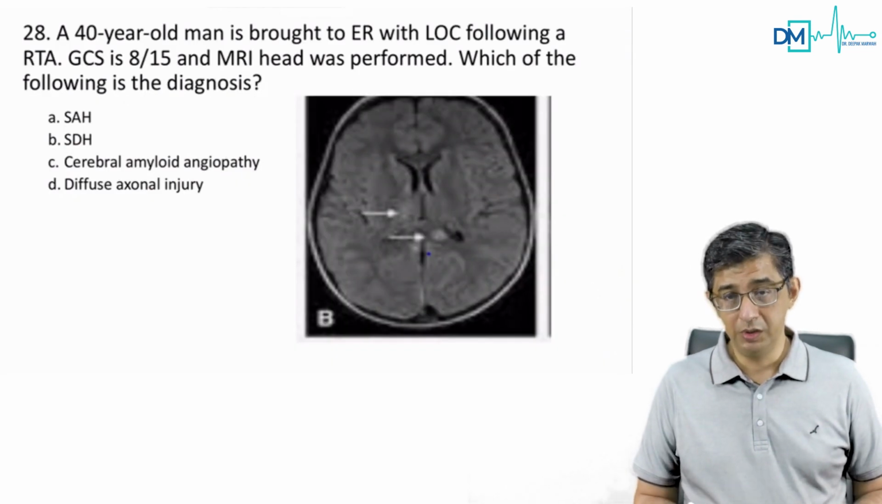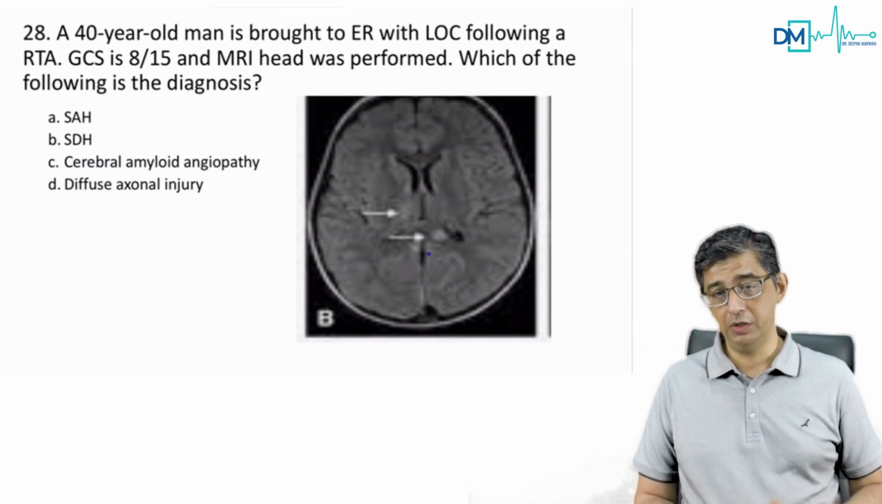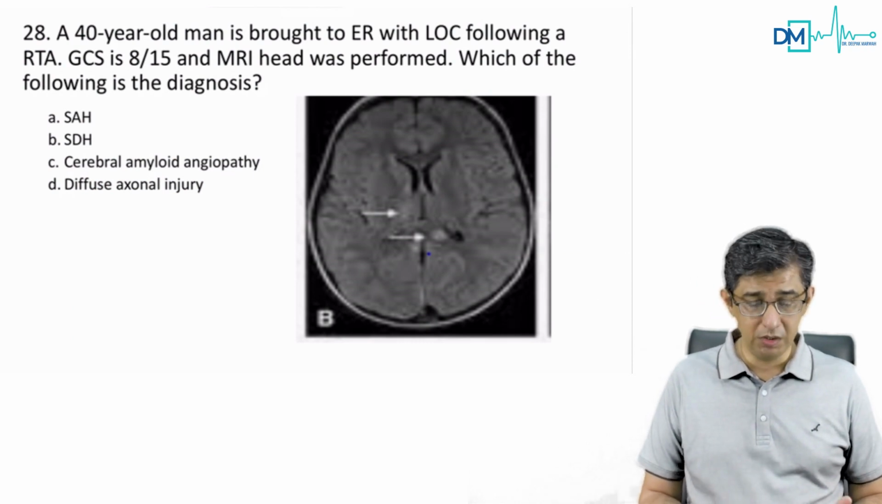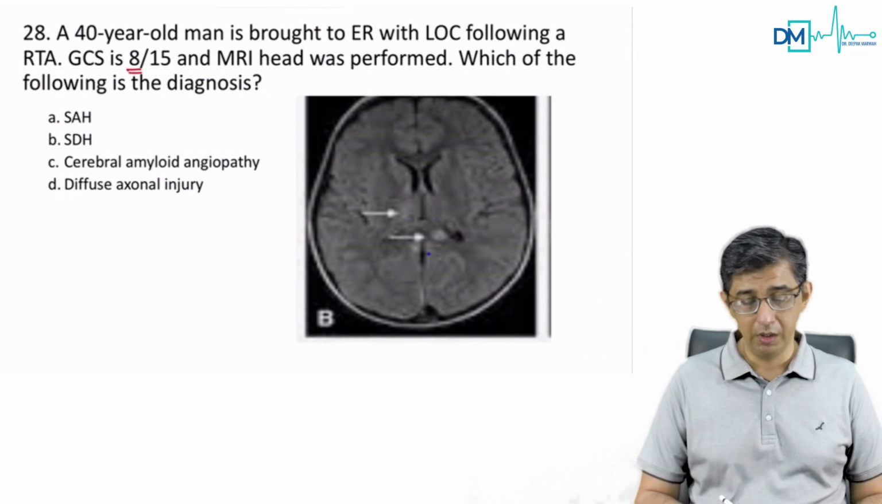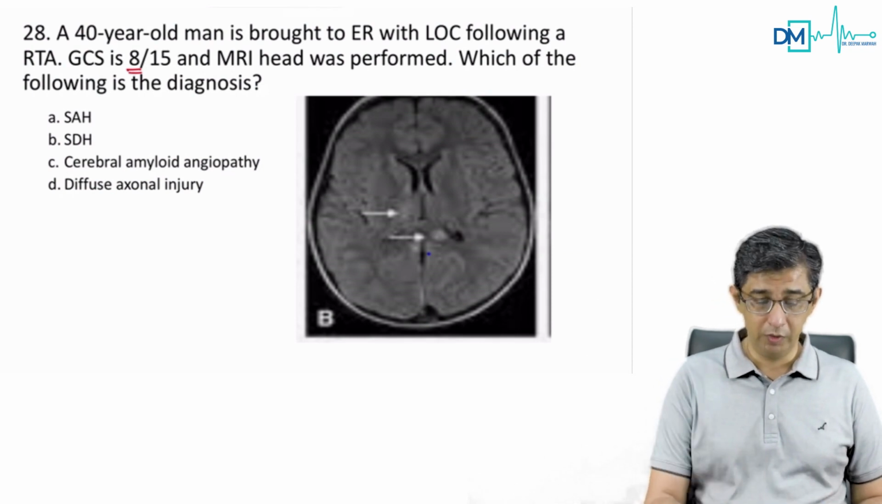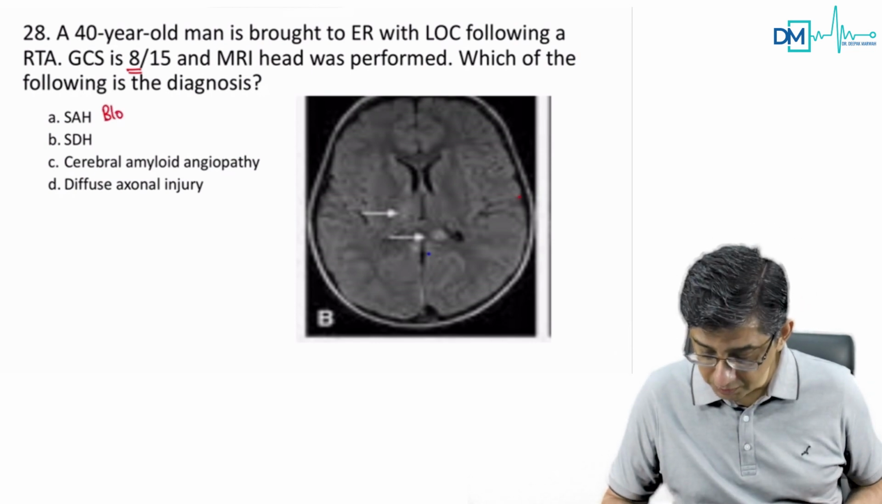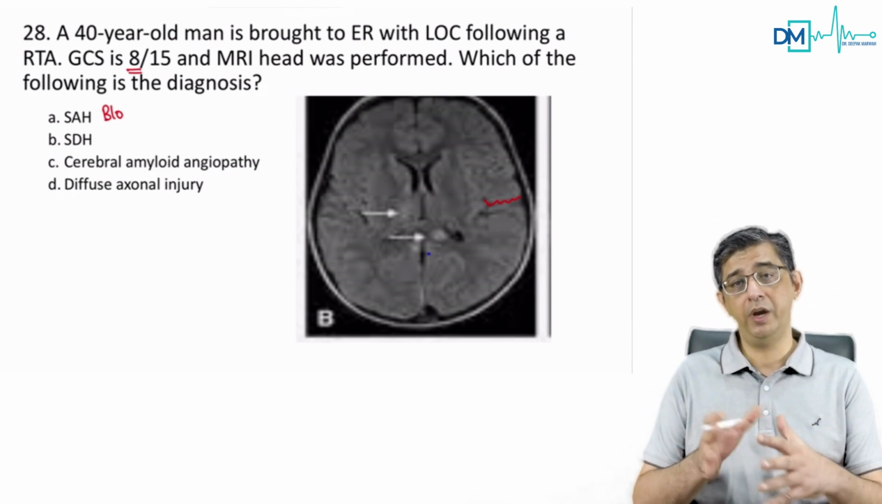The next question talks about this chap who's brought to the ER with loss of consciousness following a road traffic accident. Maybe the surgeon would also like to talk about it. The GCS is low, the person is in coma. MRI head is given. Now, which is the diagnosis? Subarachnoid hemorrhage will show the presence of blood in the sylvian fissure. Where is the sylvian fissure? Sylvian fissure is here. It separates the parietal from the temporal lobe.